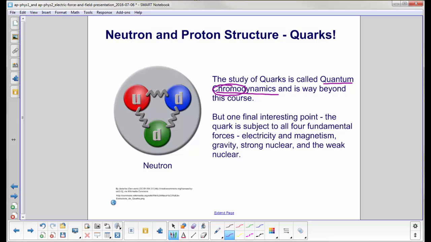But one final interesting point. The quark is subject to all four fundamental forces: electricity and magnetism, gravity, strong nuclear force, and the weak nuclear force. Just as an example, the neutron certainly is affected by these three forces, but electricity and magnetism don't touch it because it's neutral. But quarks are subject to all four forces.